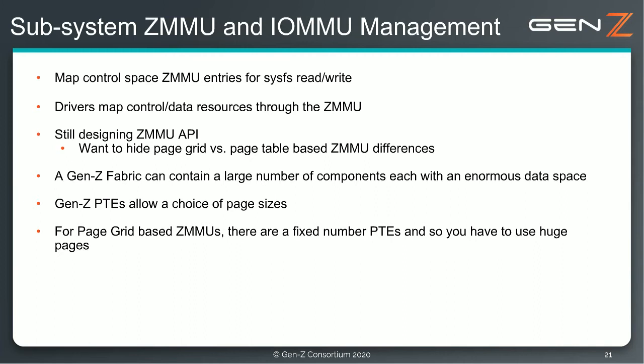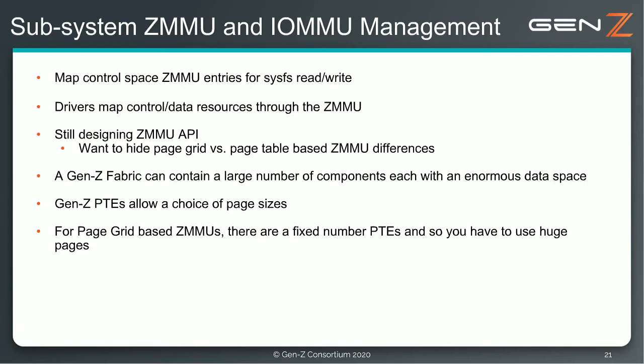As Eric mentioned, one of the hardware features in both the bridges and the ZMMs is something the Gen Z spec calls the ZMMU, the Gen Z Memory Management Unit. And it's there to map local address spaces into fabric addresses. And one of the things the subsystem does is make use of that in order to expose the control space as SysFS read-write files. This ZMMU API is still under active development, and one of the issues we're facing and could use help with is that the Gen Z spec includes two rather different ways of implementing a ZMMU. One's called the page grid, which has a fixed number of page table entries in the hardware, and the other is a memory-based page table. And creating an API that tries to hide that rather distinct hardware implementation is one of the things we are struggling with.